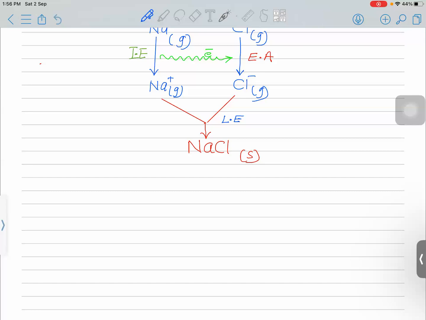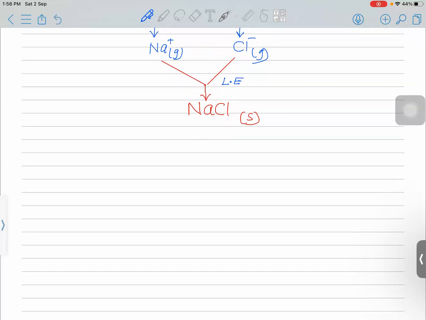Okay, next is lattice. After lattice energy, the new topic is crystal lattice.